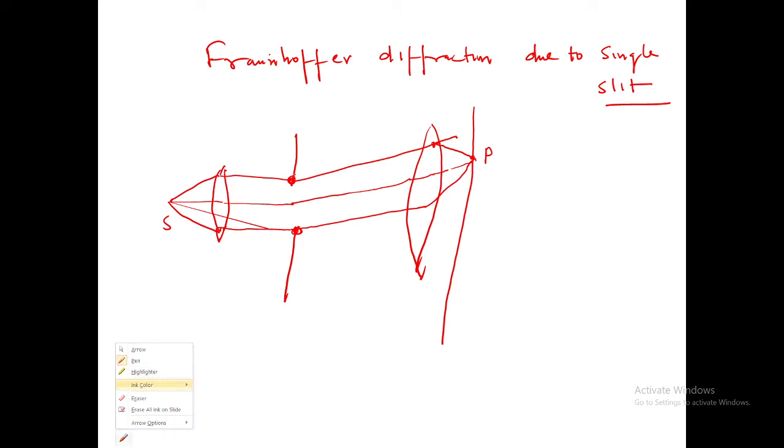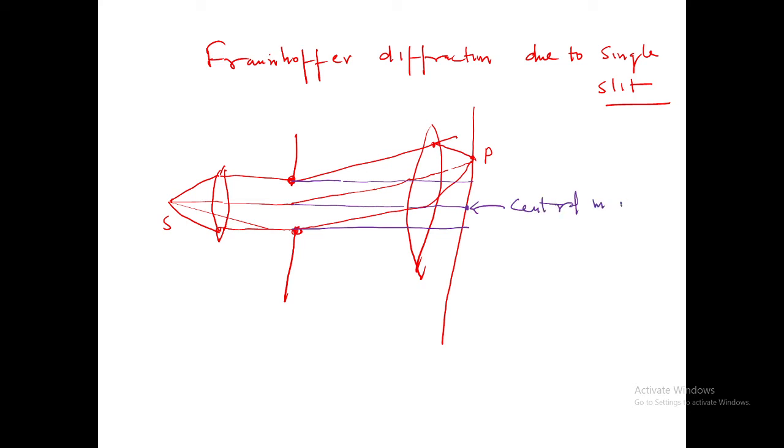One more ray, I am talking about one more ray. This ray goes directly, this ray goes directly, and this ray goes directly and strikes at this point. So this is the central maxima, and it will always be bright. We have named it O, and this is point P.